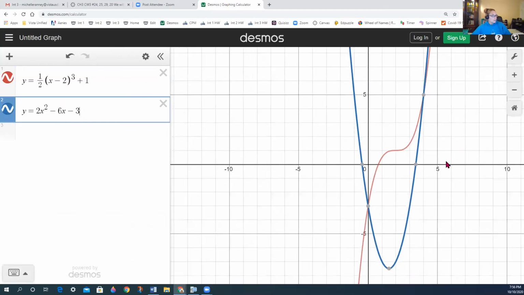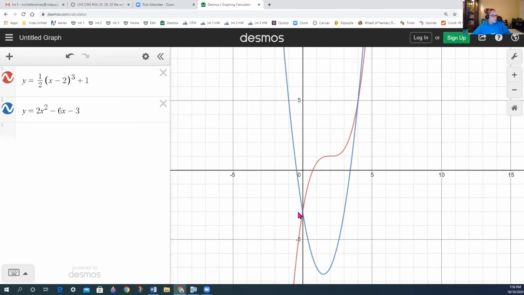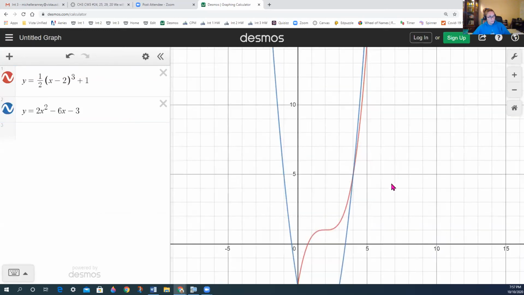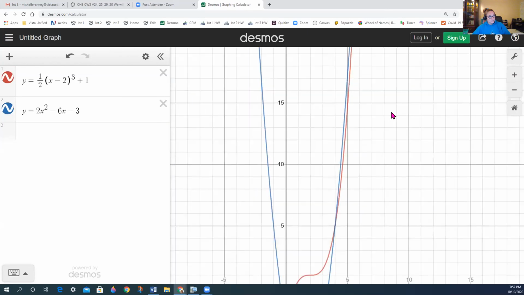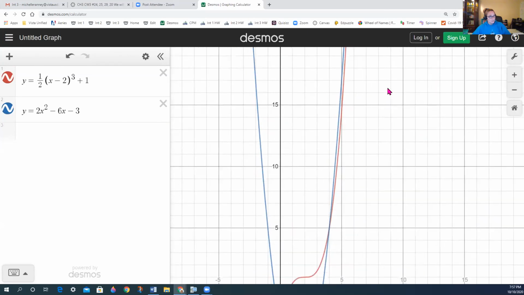Okay. And so we see that it crosses here at (0, -3). We see it crosses here at (4, 5). I know for sure that it is not crossing anywhere beyond this (0, -3), because this is going up forever and this is going down forever. But let's check as we go here. So as we go here, it's kind of hard to see.